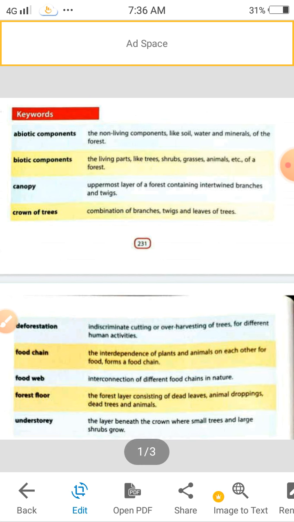Next is the forest floor. The forest layer consisting of dead leaves, animal droppings, dead trees and animals. It is the lowest layer of the forest which is very rich in humus and organic matter. It also supports the growth of algae, fungus, ferns, bushes and mosses, etc. This is known as the fertile layer. Next is the understory. The layer where small trees and large shrubs grow is known as the understory layer.